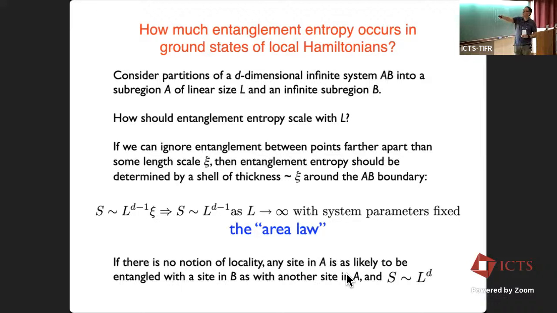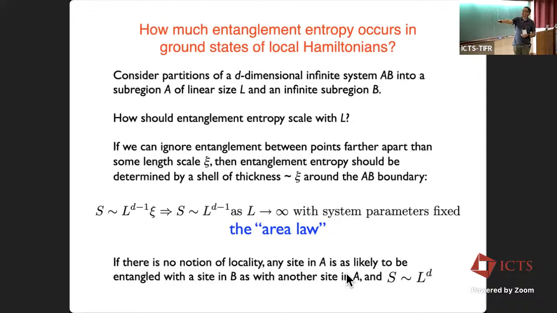So if we think about partitioning a very large system into a finite subregion and an infinite complement, how might we expect the entanglement entropy to scale with the linear size of the subsystem? In a kind of short-ranged state where we could ignore the entanglement between any points that are more than some distance psi apart, then we would expect that entanglement entropy is determined by some shell of thickness psi around the boundary.